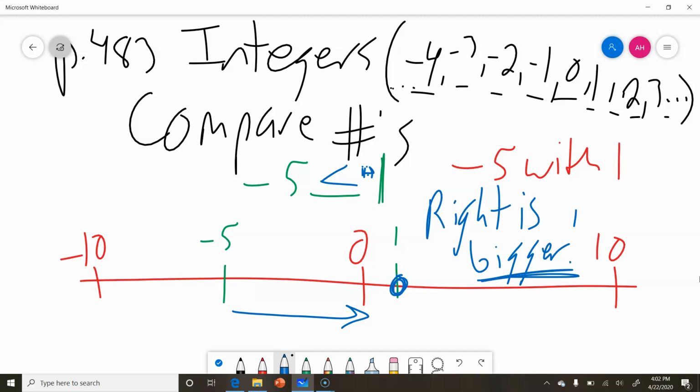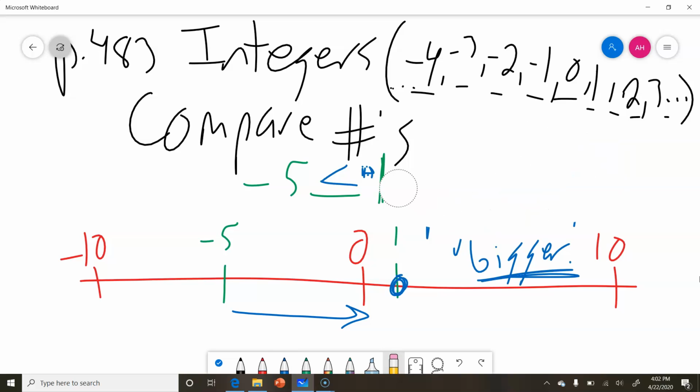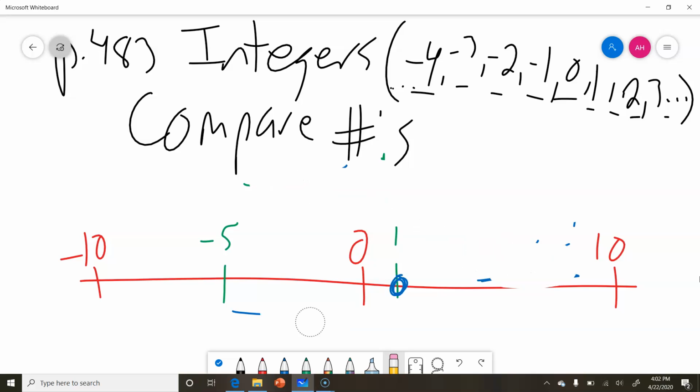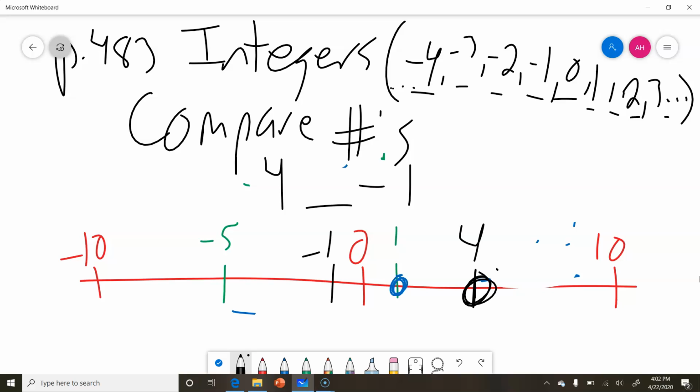So let's do another one. Let me erase some of this. Let's do some different numbers and compare 4 compared to negative 1. I'm going to go over here to 4, and down here to negative 1. Which one is bigger? Well, 4 is to the right, so 4 is bigger than negative 1.